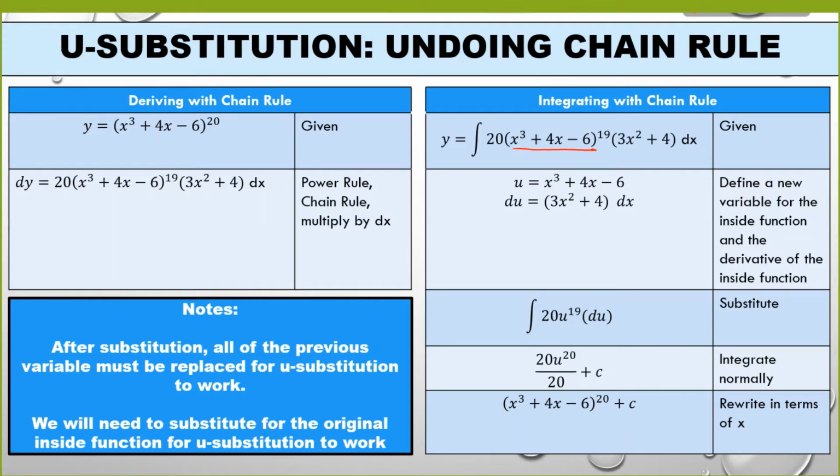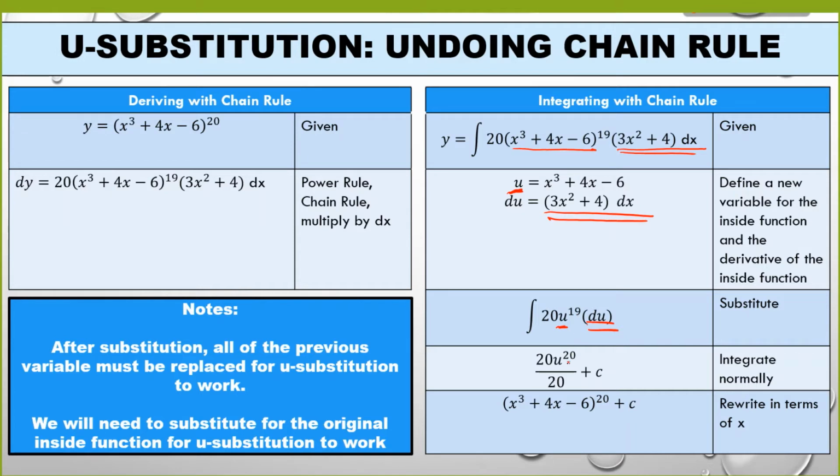Okay, so now I'm going to substitute. Anytime that I see an x cubed plus 4x minus 6, I'm going to replace it with u. And anytime I see everything that I had with chain rule, I'm going to replace it with the derivative of u. So after I substitute, that gives me 20u to the 19th power du. And then I can integrate normally using my power rule for integration. I'm going to add 1 to the power, divide by the new power, divide by du.